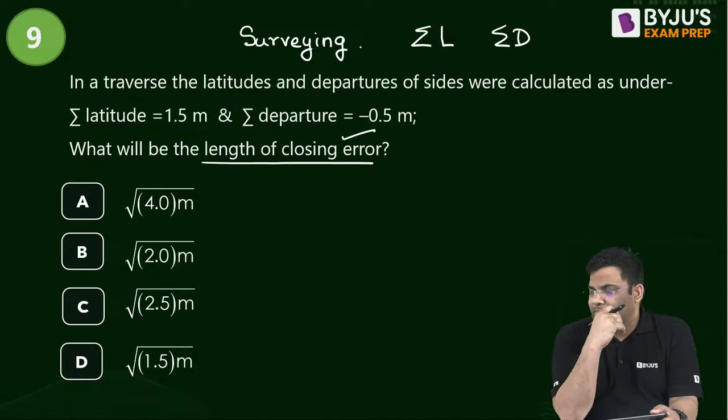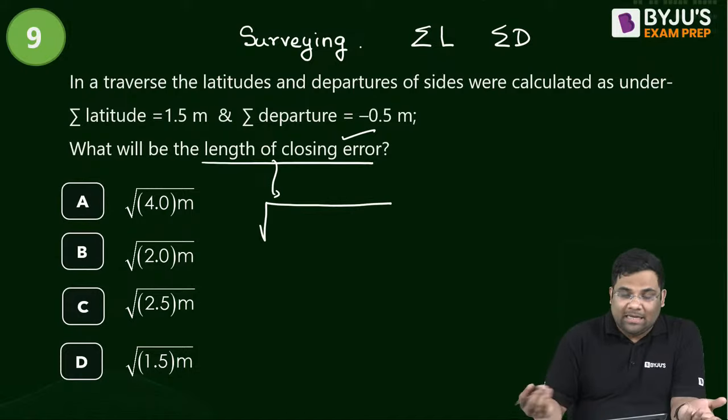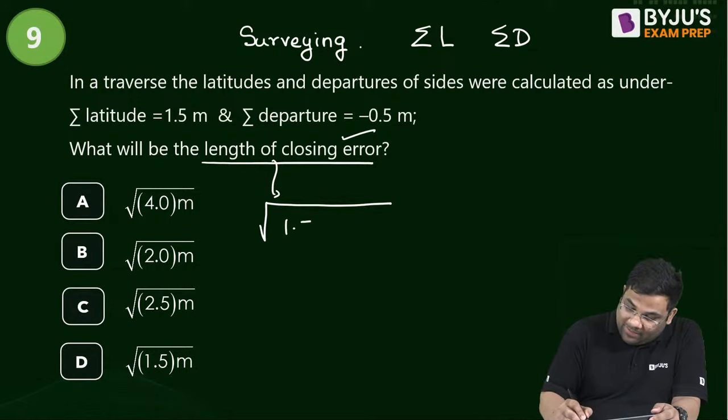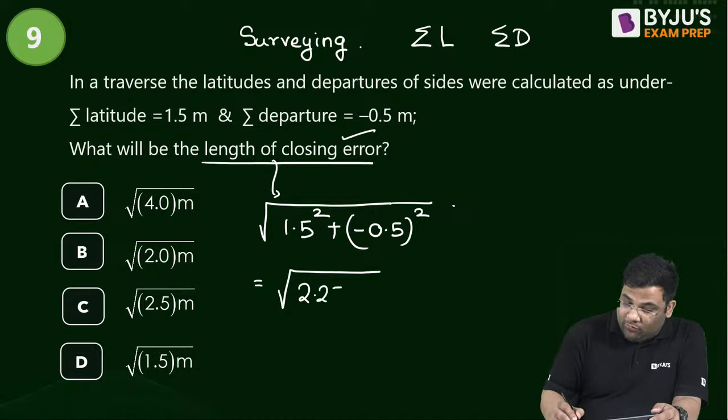Very straightforward question. Somebody answered also. Very fast. So the closing error will be root under the summation of the latitude, that is, 1.5 squared, and then the departure. It's negative, but it doesn't matter because we are taking the square again. So it is 2.25. Again, you see, a calculator is not required for such questions. It is root under 2.5.